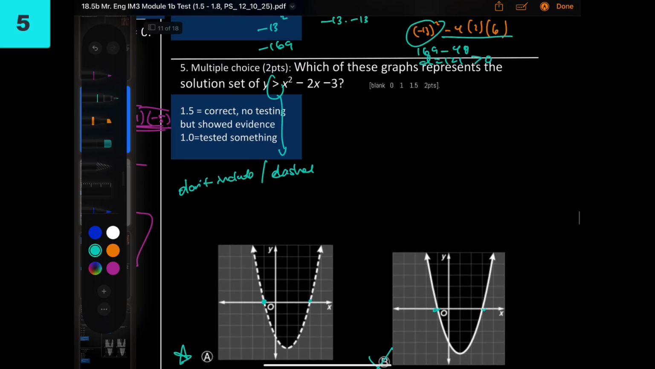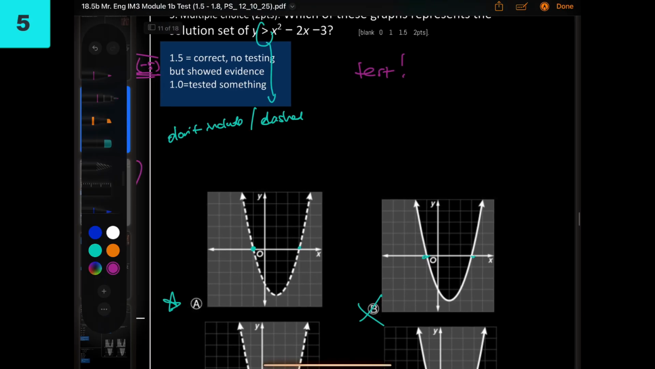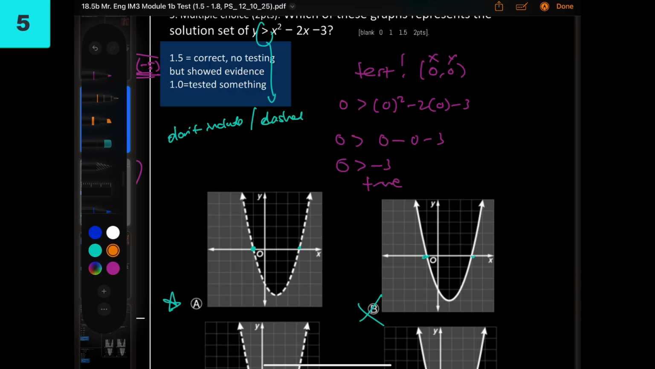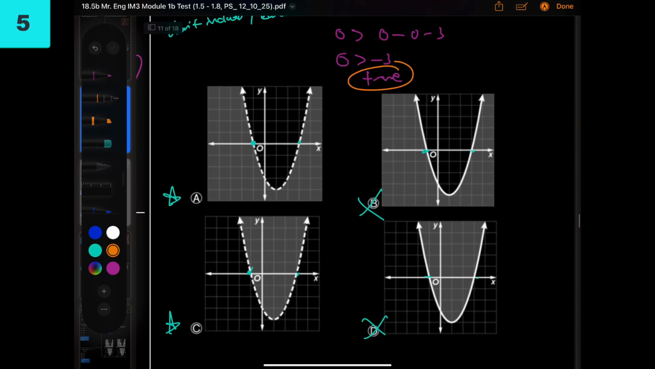The second thing you probably want to do is test it. The point that you should test is 0, 0. So I'm putting an x of 0 and a y of 0. That means 0 is greater than 0 squared minus 2 times 0 minus 3. When you simplify that, 0 minus 3, so that's just 0 is greater than negative 3. That is going to be true. That means where 0, 0 is, it's true. So here is 0, 0. True means shade. And so your correct answer is C.